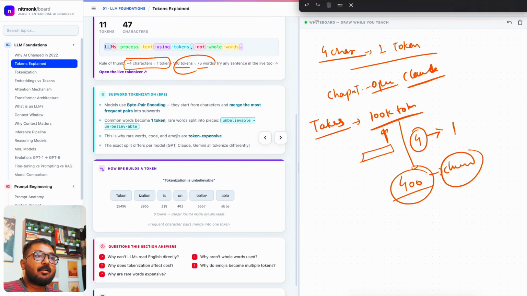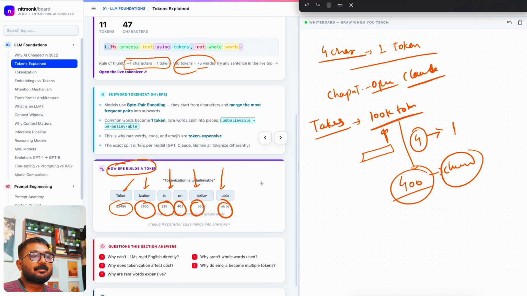So that's a rule of thumb. And also this is the BPE formula. This is how they try to build it. They try to figure out which set of characters put together can be a word, and that could have a meaning. That is a token. Having a number representing these tokens is a token ID. So now you got the point of tokens and token IDs.